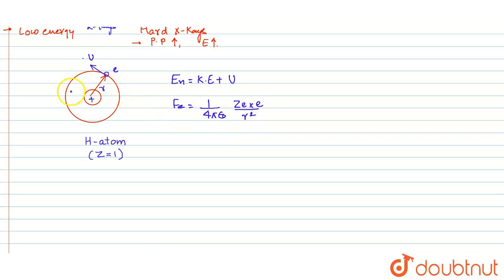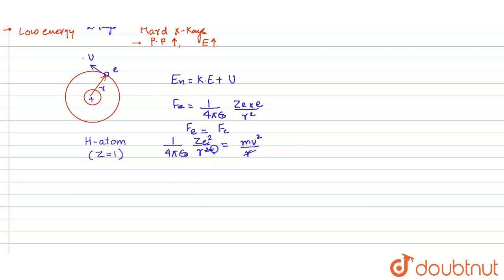Now only the electrostatic force is acting, so this force has to provide the necessary centripetal force, that is, the electrostatic force must be equal to the centripetal force. Let us put the values. This is 1 upon 4 pi epsilon naught, Z e square divided by R square. And what is the formula for centripetal force? It is m v square divided by R, where m is the mass of the electron and v is its speed in this orbit.